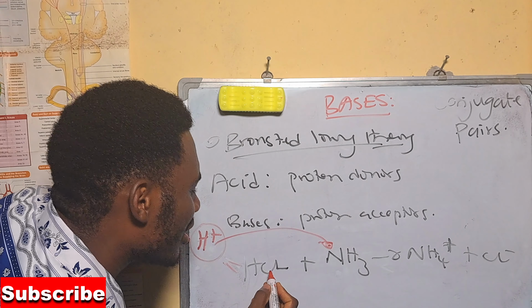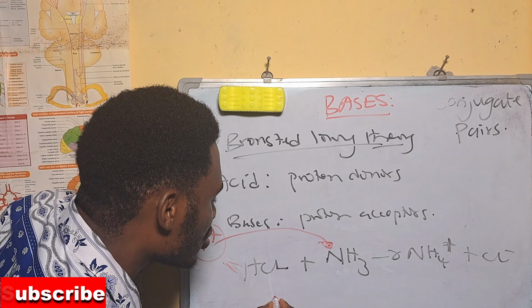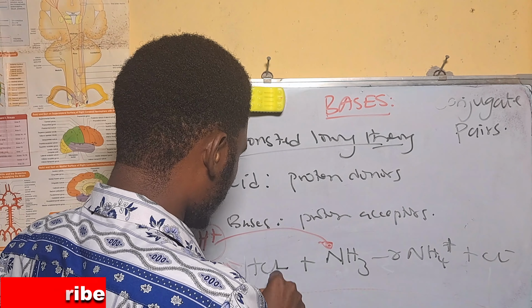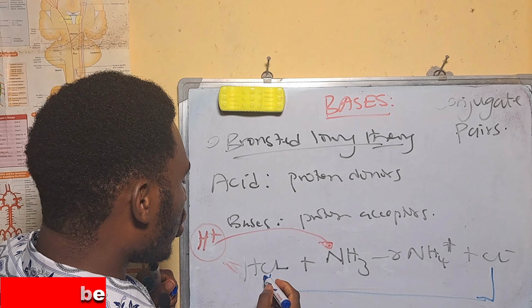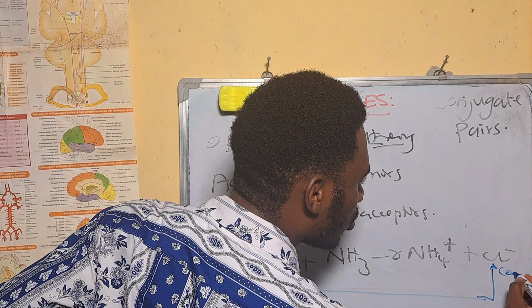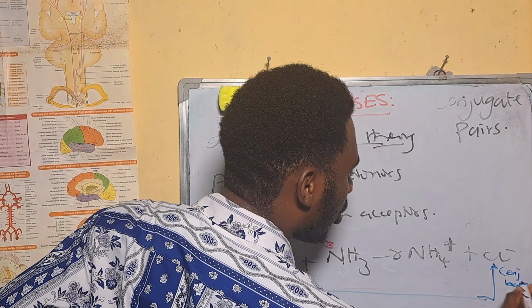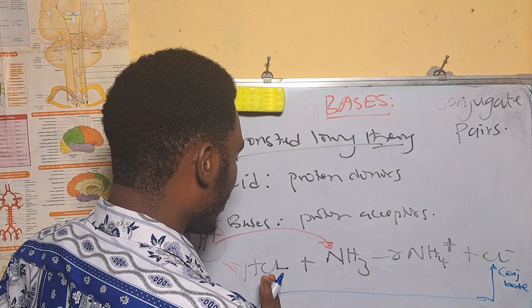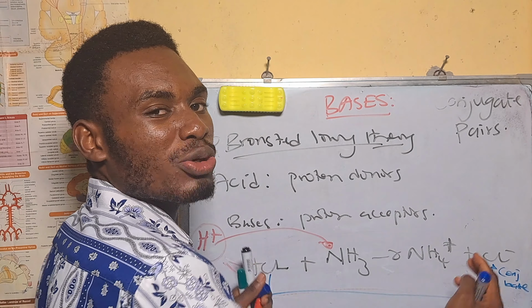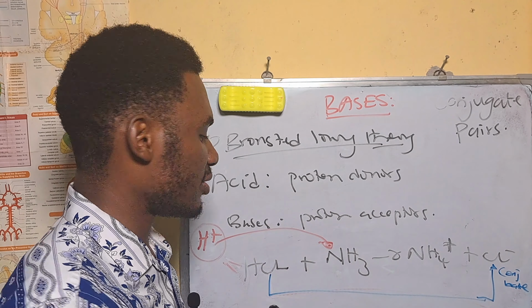So once this acid donates a proton, it's going to change to be a base. So this acid is going to form a base. This base is now the conjugate base of this acid. So this is a pair. So this acid and this chloride ion are now conjugate pairs. Are you following? Nice.